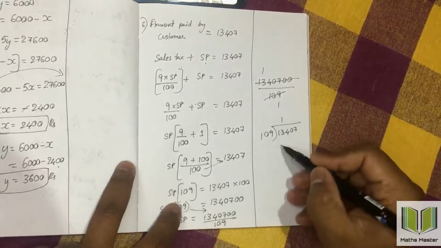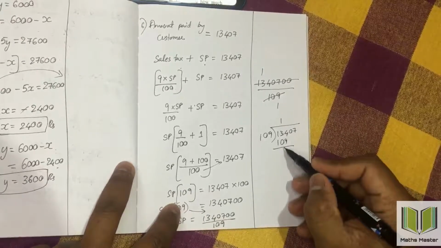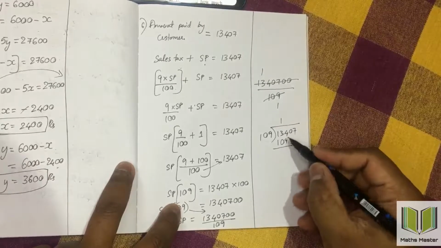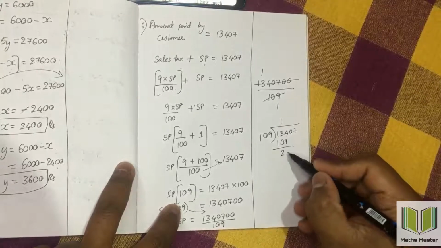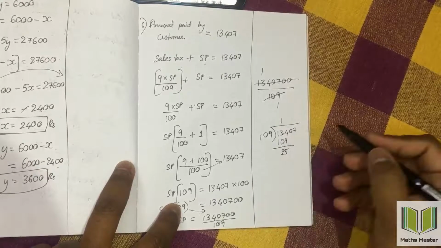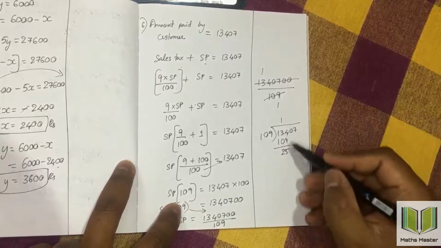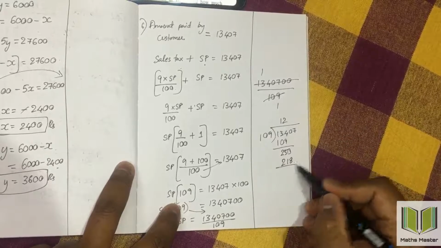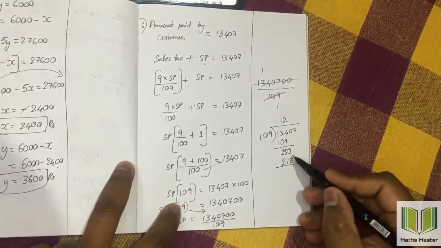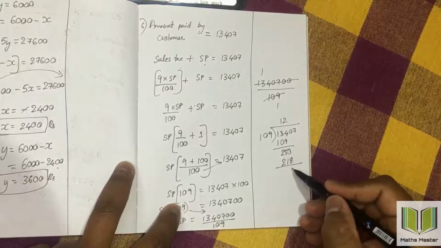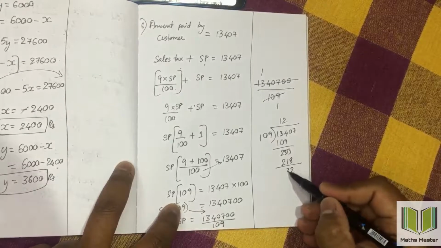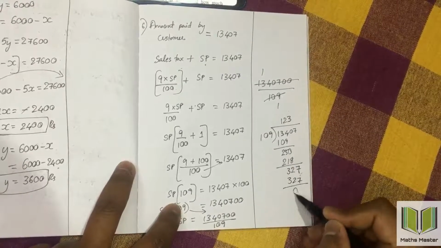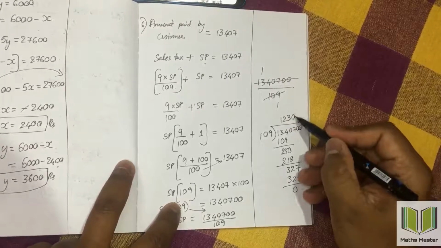Now 109 times 1, 109. I'll be left with 34 minus 9, which is equal to 25. 250, so 2 times will be equal to 218. I'll be left with 32, 327. 3 times is 327, 0. So for the other 2 zeros, I'll put the 2 zeros.